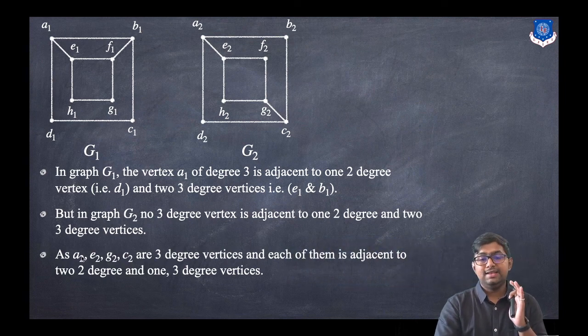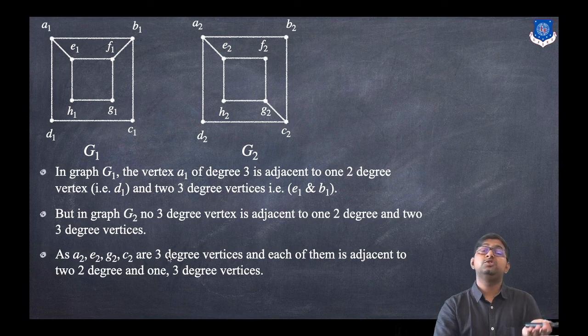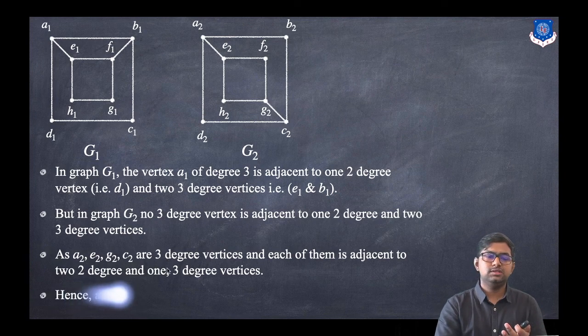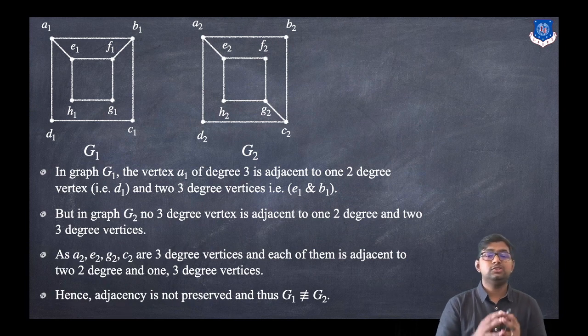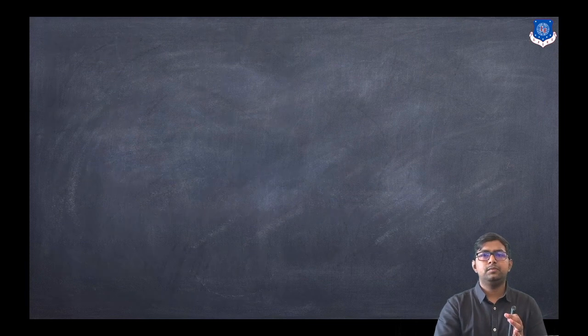As A2, E2, G2, and C2 are of degree 3, each of them is adjacent to two vertices of degree 2 and one vertex of degree 3. Hence adjacency is not preserved. So what does that mean? These two graphs are not isomorphic, and this is the symbol: G1 is not isomorphic to G2. So this is a good example. Okay, thank you.